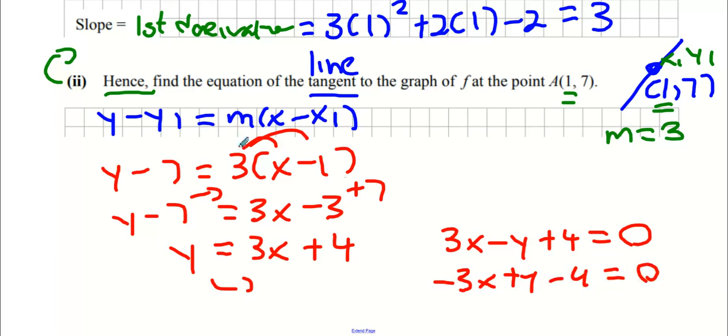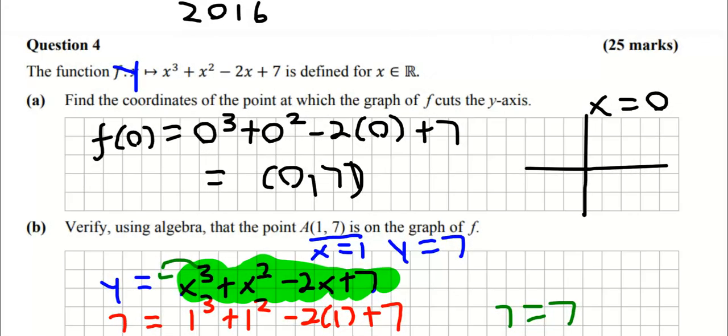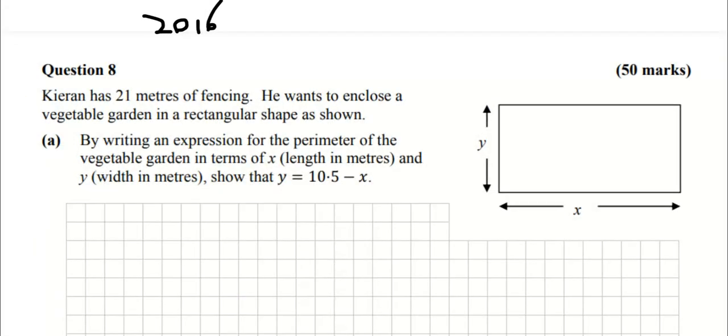Okay, that's the first question done. So that was question 4 on the 2016 paper. This is now question 8 on the 2016 paper.